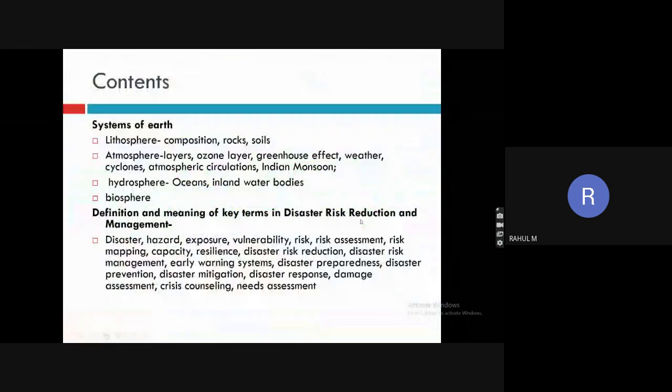Okay. Right. So these are the contents of our module 1. Module 1 will be mainly concentrating on these topics, starting with the systems of Earth. These are topics that you might have already learned in your earlier classes, like in your schooling. First of all, we'll start with the basic systems of Earth, and in that we'll be covering the lithosphere, atmosphere, hydrosphere, and biosphere. Okay.